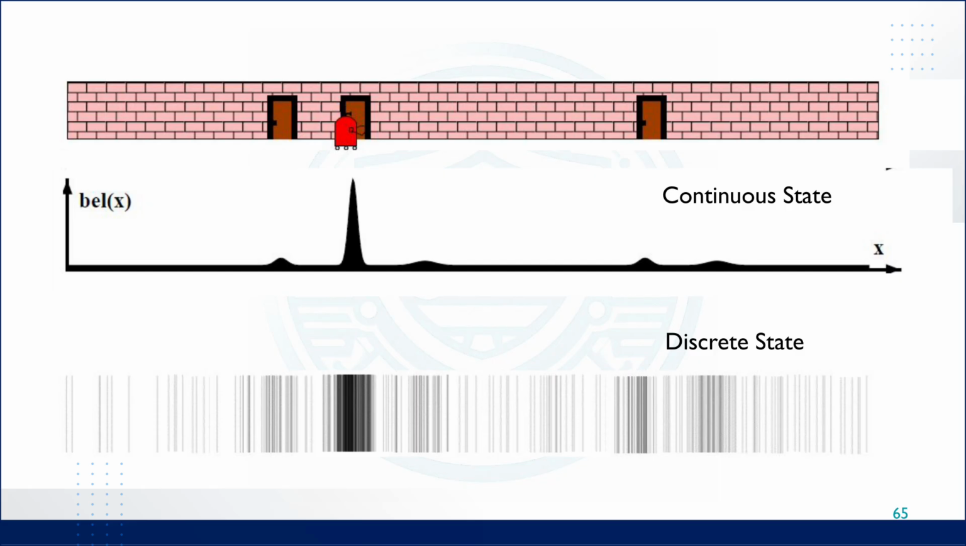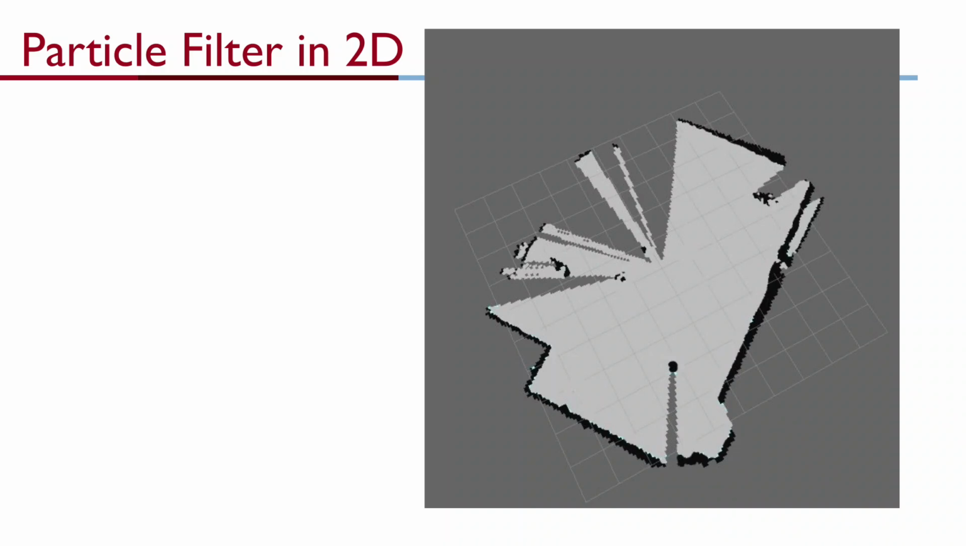In the upcoming slides, we will see how these particles are sampled, how they move, and how they are re-weighted through the Monte Carlo localization process. Now, let's look at how particle filters work in 2 dimensions and how we apply them on our autonomous car. What you see here is a portion of the map that was previously generated using Hector mapping. In this map, the black pixels represent walls and obstacles, while the gray pixels represent free and traversable space.